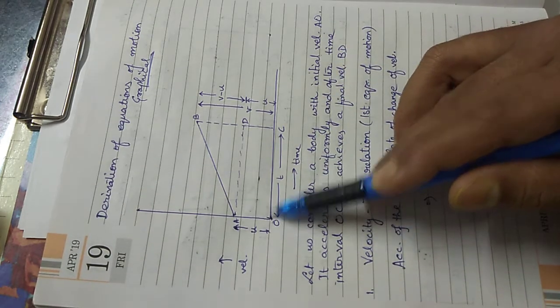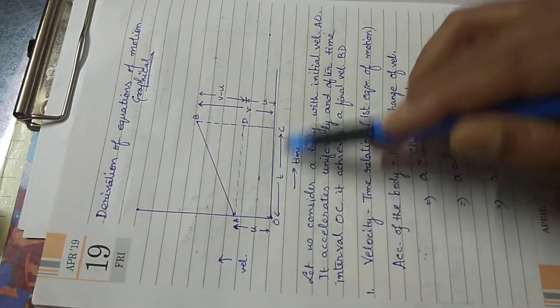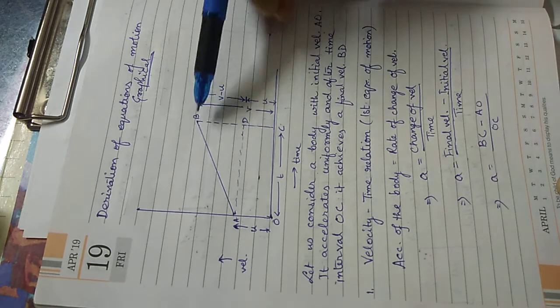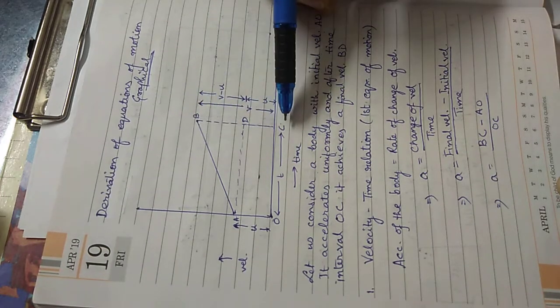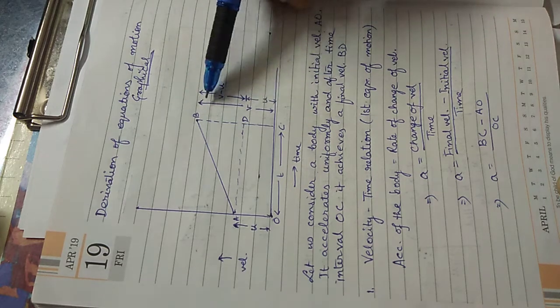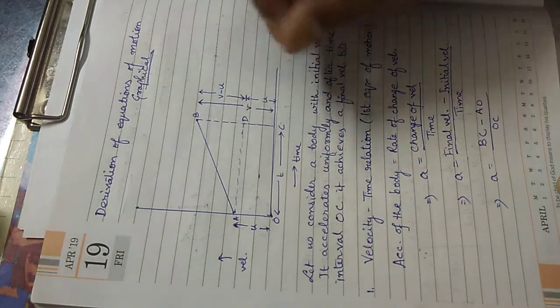So I have marked this as O, this as C. After time OC, the velocity of the body, the final velocity, will become BC. So BC we have marked as V. So you see here.